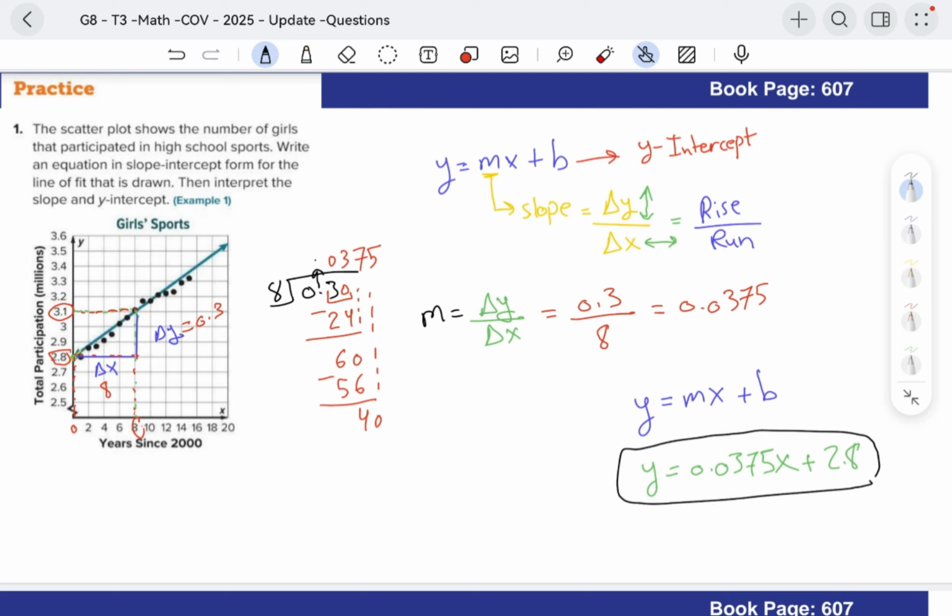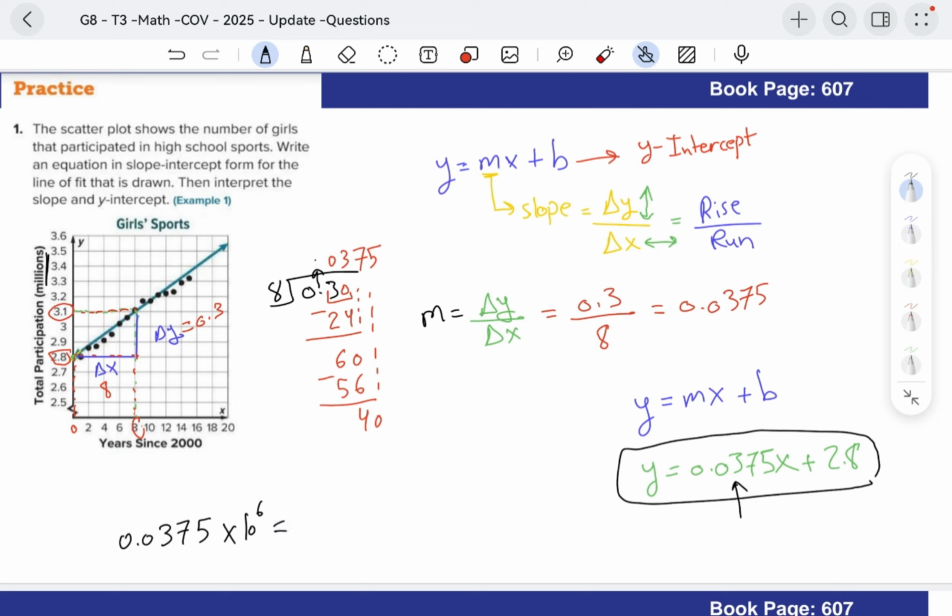Now the question also asks me to interpret the slope and the y-intercept. You have to know that the slope is the rate of change, which means that the number of girls increases by 0.0375 each year. But note that here the y-axis is given in millions. So we're going to multiply 0.0375 times 10 to the power 6. We are multiplying by 1 million.